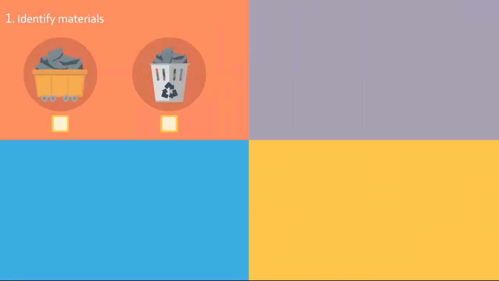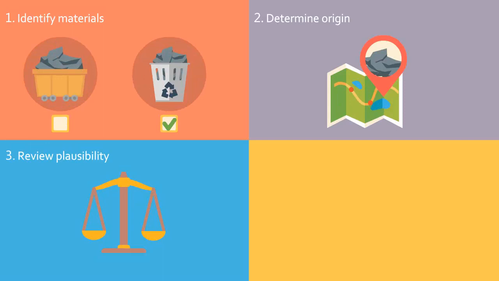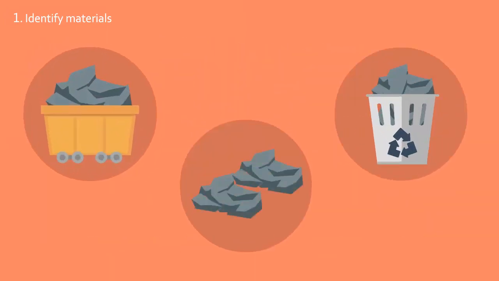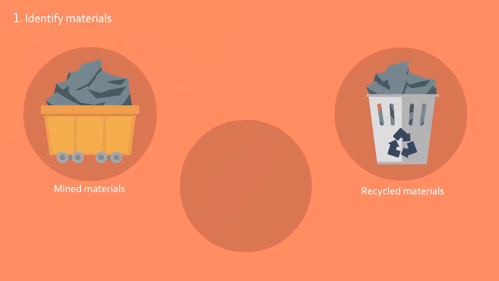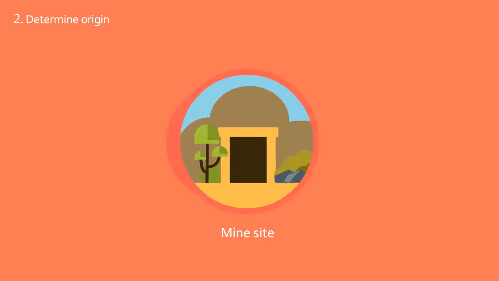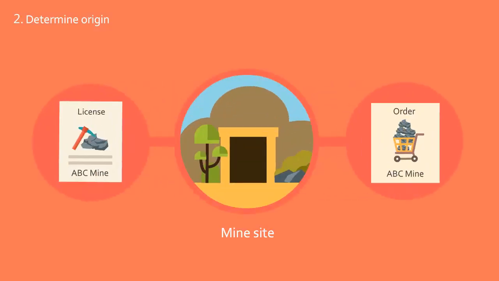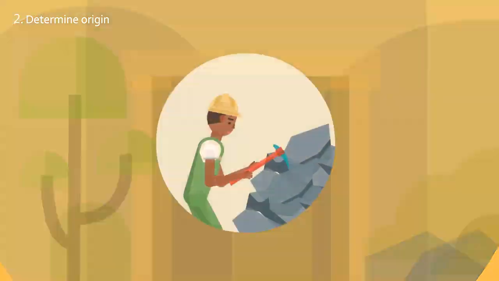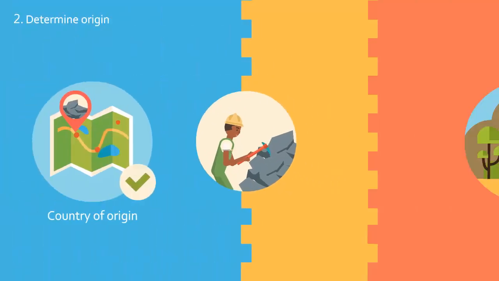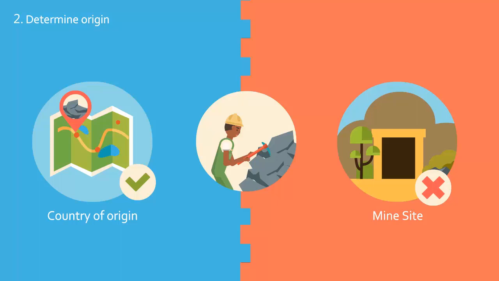Knowing your materials has four parts: identify materials, determine origin, review plausibility, and check for red flags. When you receive materials, sort them by type to identify whether or not you need to determine the origin. Determining materials' origin means gathering enough evidence to ensure that you know where they came from. This means you have to confirm the mine site, or region of origin for artisanal mining. The key data points to gather are country of origin and mine site or region of origin.